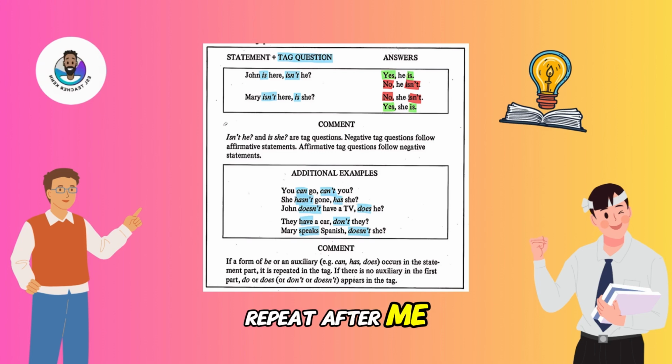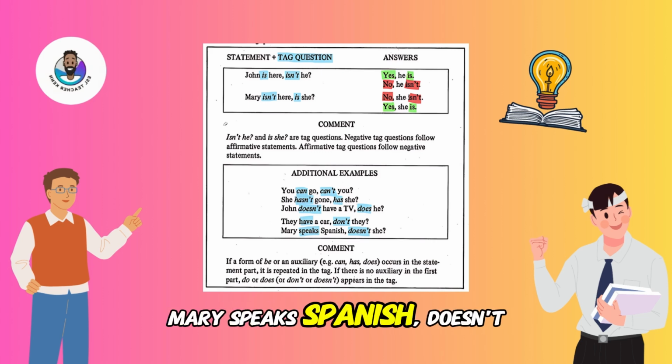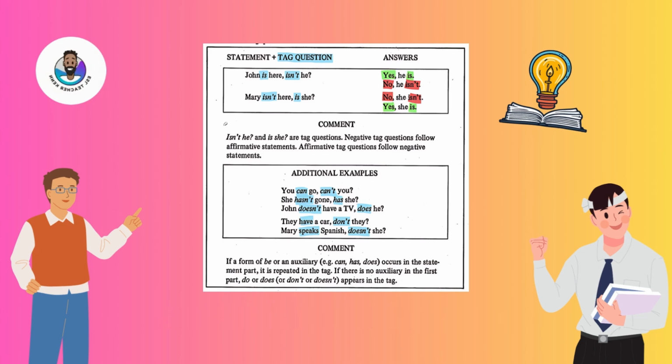Repeat after me. You can go, can't you? She hasn't gone, has she? John doesn't have a TV, does he? They have a car, don't they? Mary speaks Spanish, doesn't she? Very good.